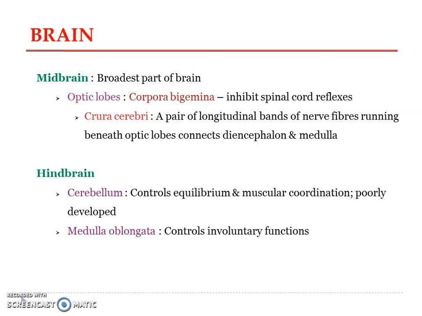Now the hindbrain consists of the cerebellum and the medulla oblongata, and you can see that the cerebellum is rudimentary, a narrow transverse solid band lying dorsally immediately behind the optic lobes, and its function is to regulate the oculomotor system. The medulla oblongata is concerned with involuntary functions.